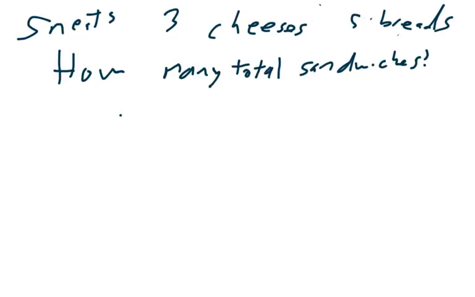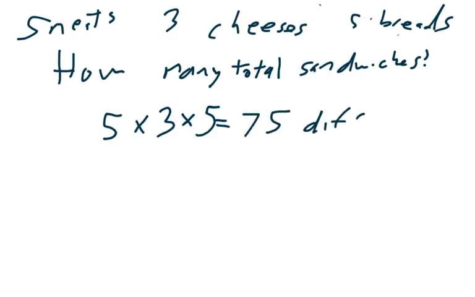Well, in order to do this, all we have to do is multiply the 5 meats by the 3 cheeses times the 5 breads, and that gives us 75 different sandwiches. And of course, when we're doing this, we're going to only choose one of each. If we can choose more, then it's a whole lot more math involved. So if we're picking one meat, one cheese, and one bread, then we have 75 different choices.